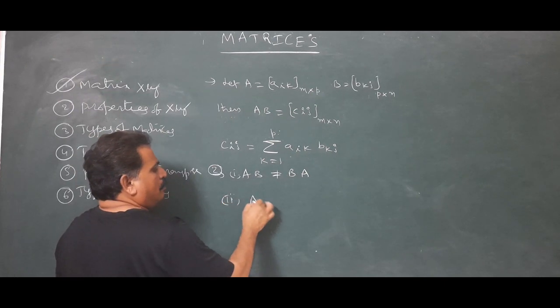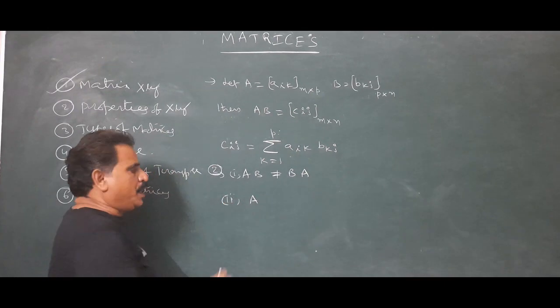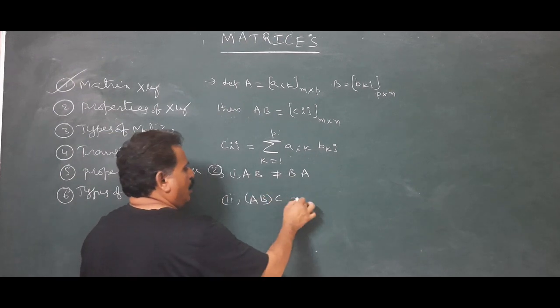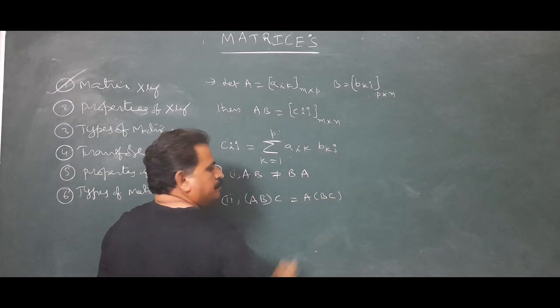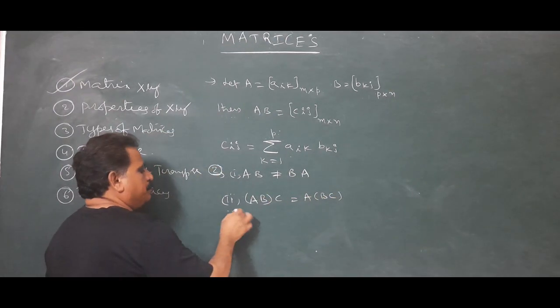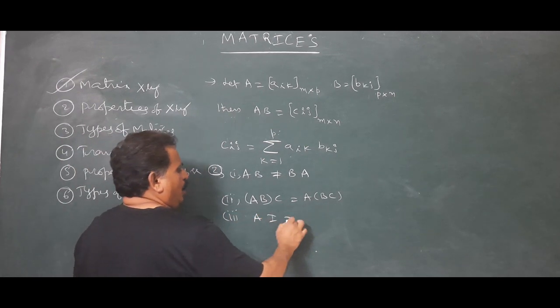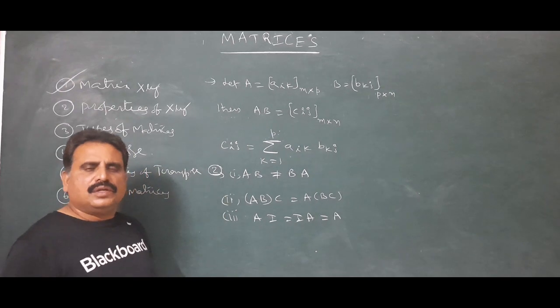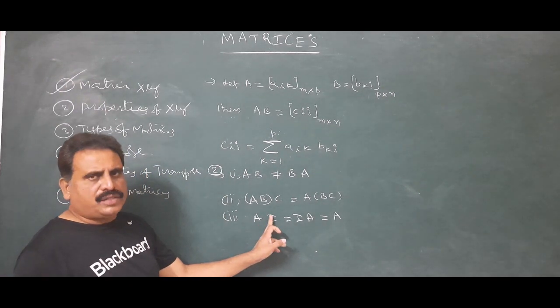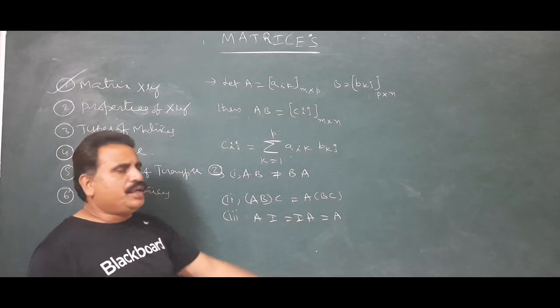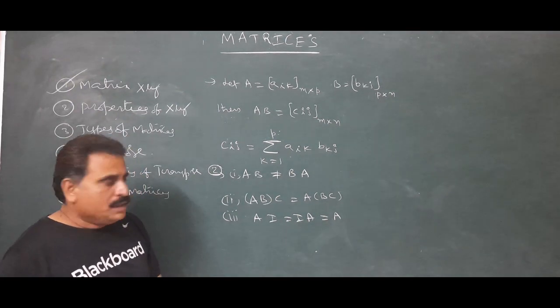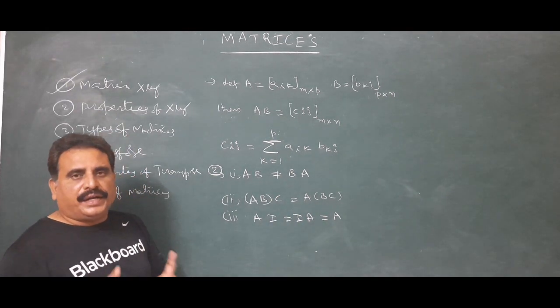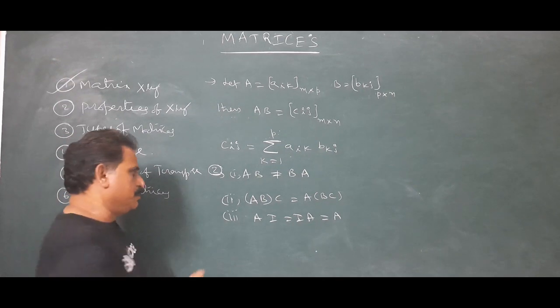Next, associative. The product of the matrices is associative. That means (AB) into C equals A into (BC). Next, third one: A into I equals I into A equals A. If A is a square matrix, I is the identity matrix or unit matrix.